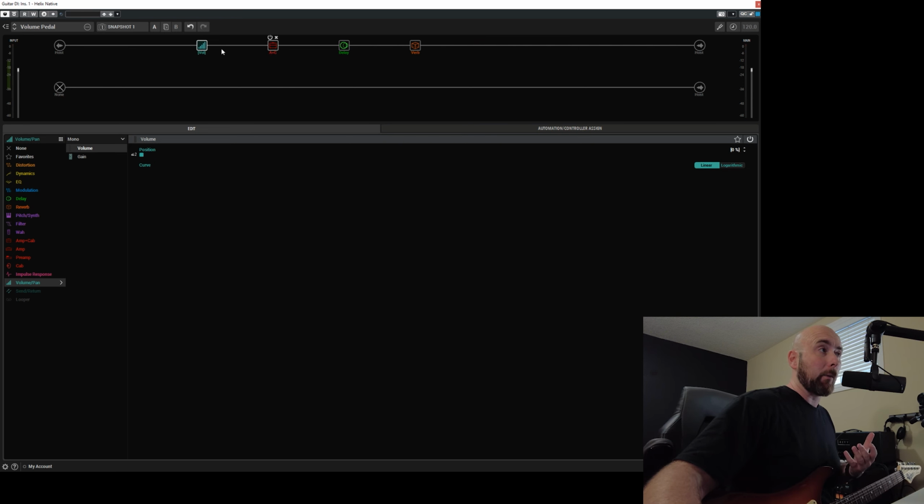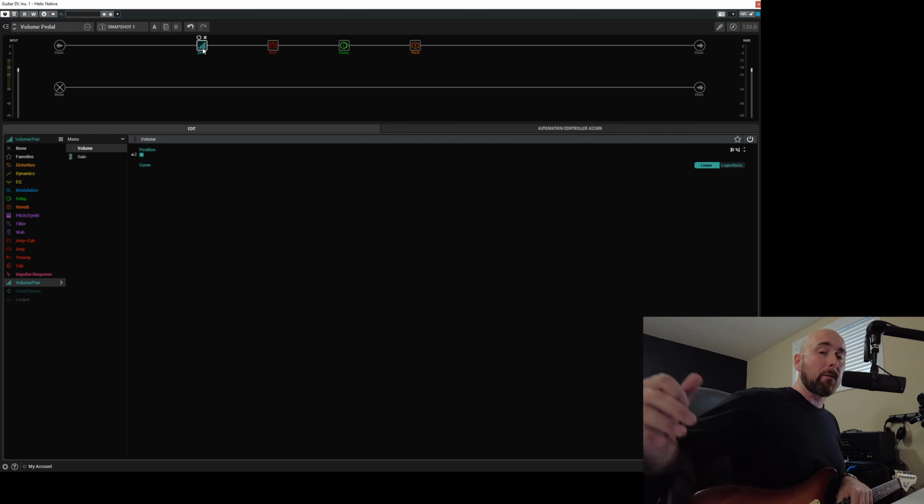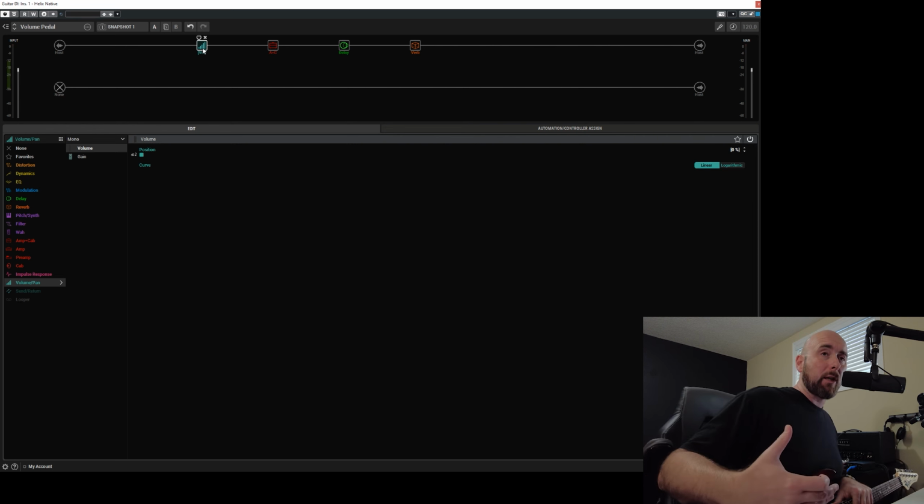Obviously, depending on what else we have in there, we have to keep in mind that putting this before a drive pedal, it's going to hit that drive pedal harder or softer. It's going to affect the tone of that drive pedal. If we have a compressor anywhere in our chain, if I had a compressor at the end, like I oftentimes do in my presets, any change in the amount of volume going into that compressor is going to change how that compressor reacts. So we really have to keep those things in mind.